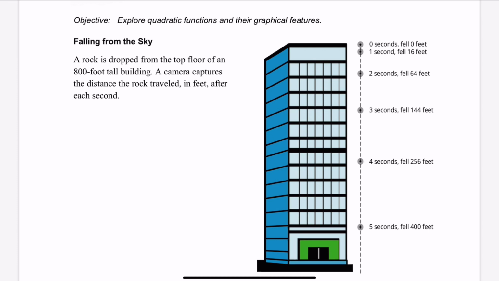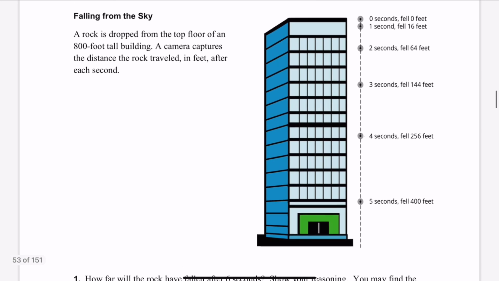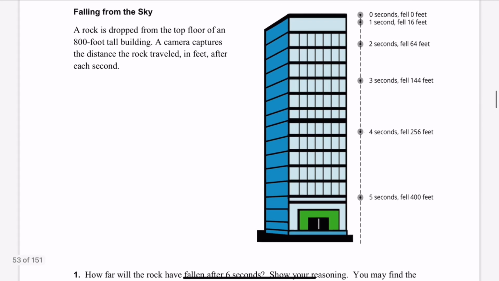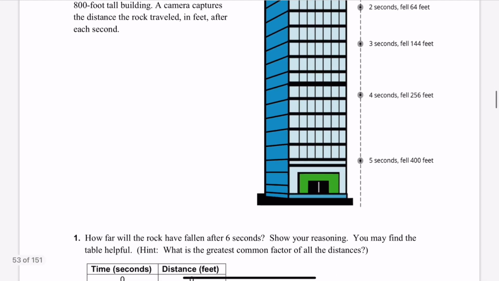And we have, at 0 seconds, it falls 0 feet. At 1 second it fell 16 feet. At 2 seconds it fell 64 feet. At 3 seconds, it fell 144 feet. After 4 seconds, it fell 256 feet. And after 5 seconds, it fell 400 feet. How far will the rock have fallen after 6 seconds?